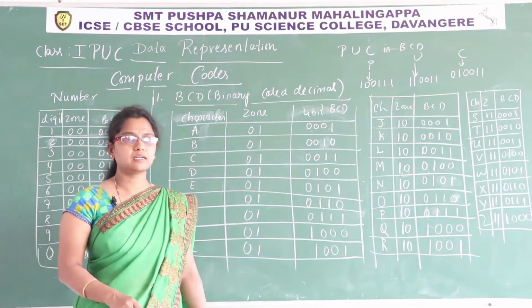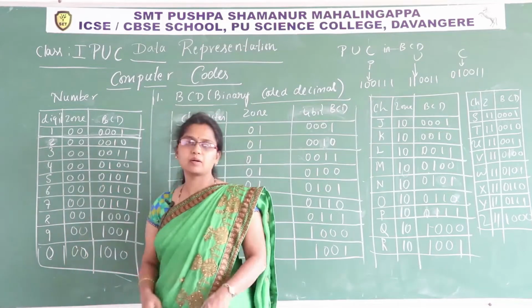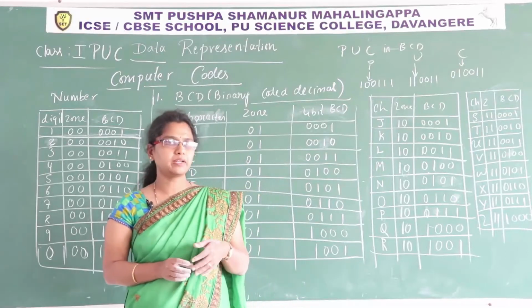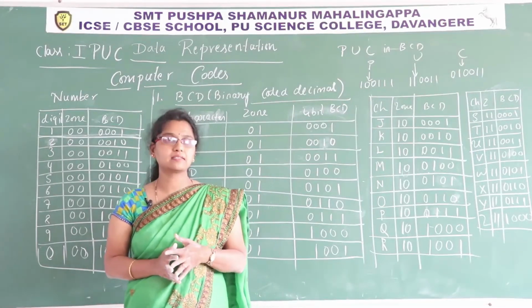In the next class I'll come up with the other coding systems, that is ASCII code, extended binary coded decimal interchange code, and XS3 code. Thank you.